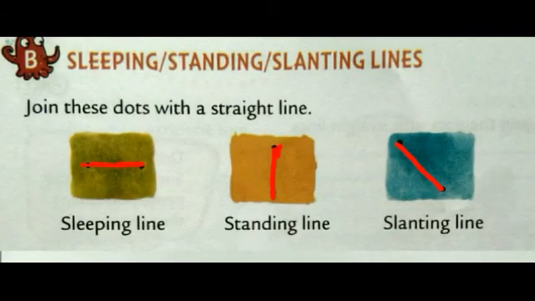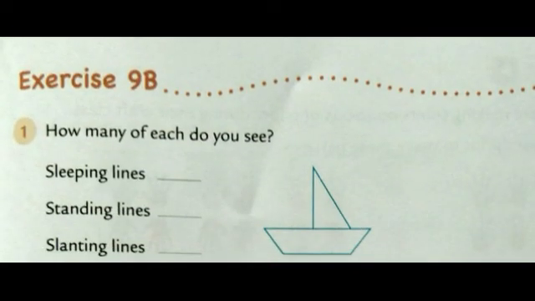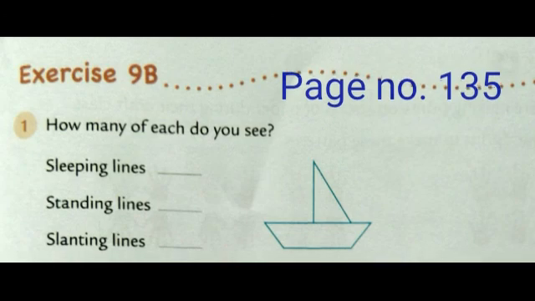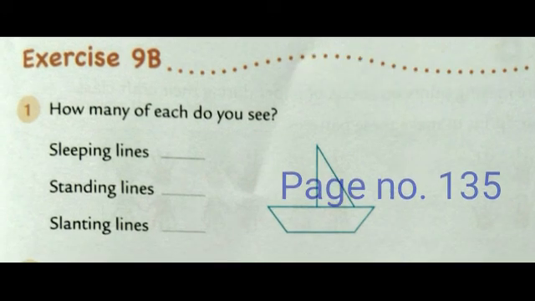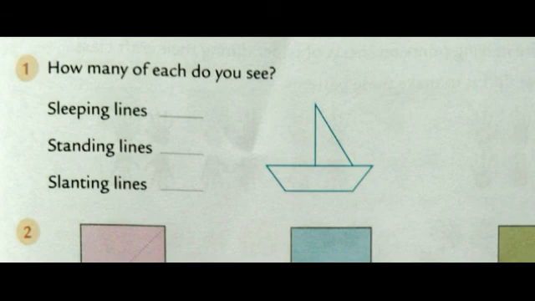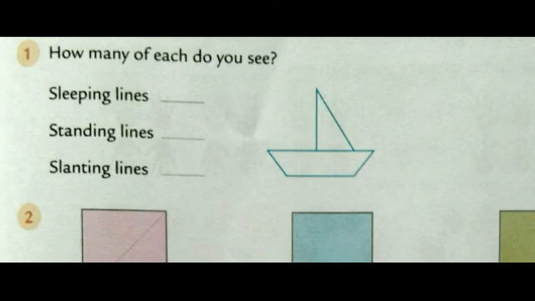So scholars, now related to this topic, let's do some exercise given on page number 135, exercise 9b. See this figure given here? How many of each do you see? Now, just see the picture carefully and then we have to answer what is being asked. How many sleeping lines are there? Just now we have studied sleeping lines, standing lines, and slanting lines. So, 1, 2. 2 sleeping lines are here. So, we will write here 2.